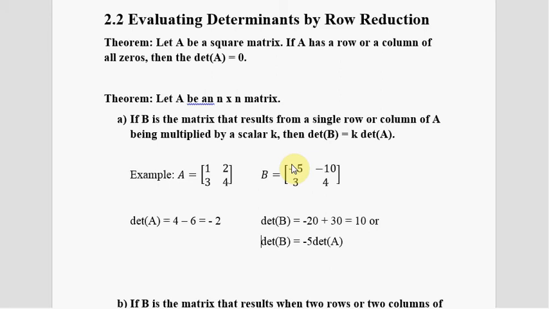In the process of reducing, you got to be very careful because there are three things here. If you have a matrix and you want to take out a number that's in a row, factor it out, you put that number in the front of the determinant. So here, if B is the matrix that results from a single row or a column of A being multiplied by a scalar K, then the determinant of B is K times the determinant of A.